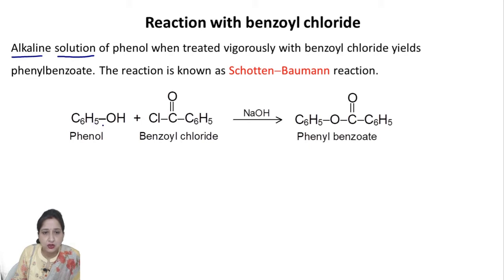Alkaline solution of phenol when treated with benzoyl chloride, again H from here and Cl from here will be removed as side product, and we get phenyl benzoate, C6H5OCOC6H5. So this is your phenyl benzoate. And this reaction is very important because it is a naming reaction known as Schotten-Baumann reaction. So the conversion of phenol into phenyl benzoate is known as Schotten-Baumann reaction.